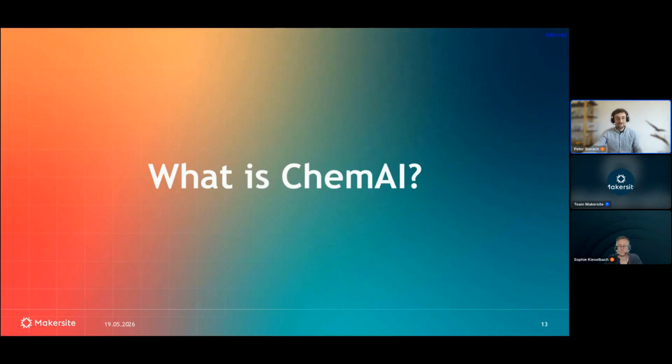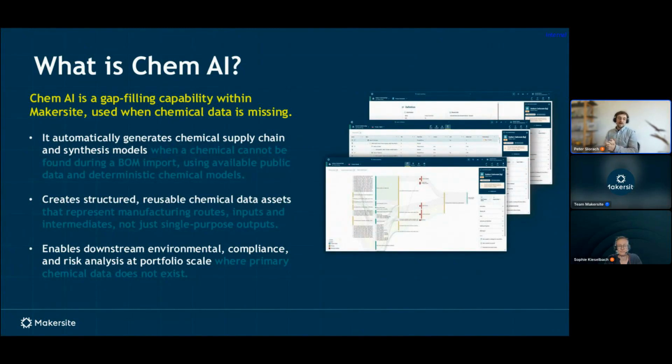So the big question, what is ChemAI and how are we proposing to solve this problem? ChemAI, at its most simple form, is a gap filling capability. This is fully embedded within the Makersite platform, and it is used for when chemical data is missing. So at the point at which you decide there's no premium data set, there's no supplier information that can fill that gap, ChemAI can generate a synthesis model for that chemical. And this is a structured, reusable, editable data set that can be used alongside other premium lifecycle inventory data sets. And ultimately, it allows companies to perform LCAs and compliance checks even where primary data is not available.